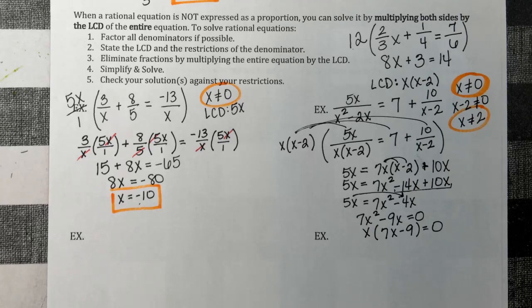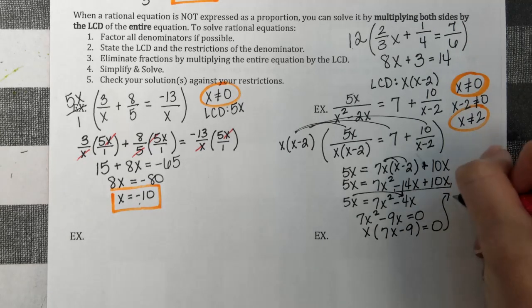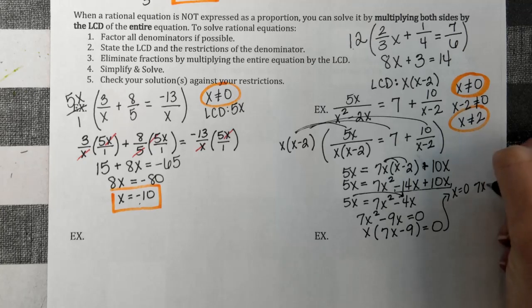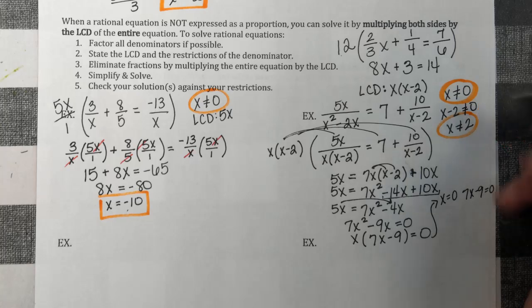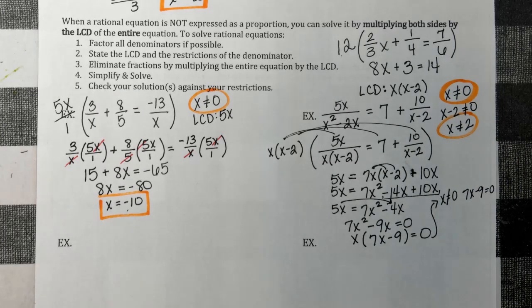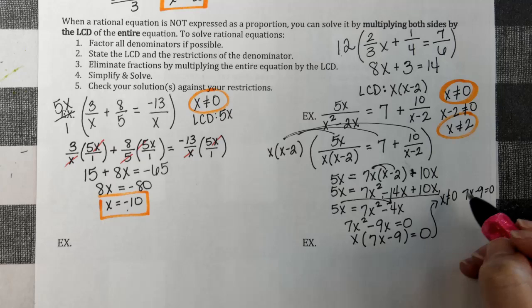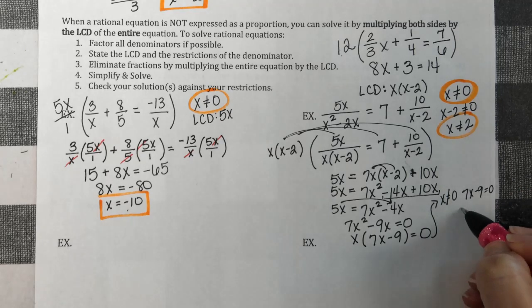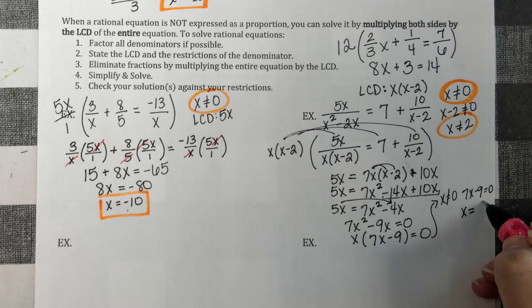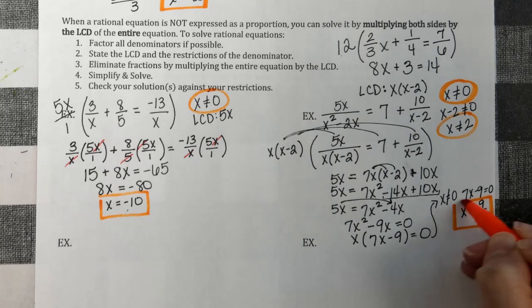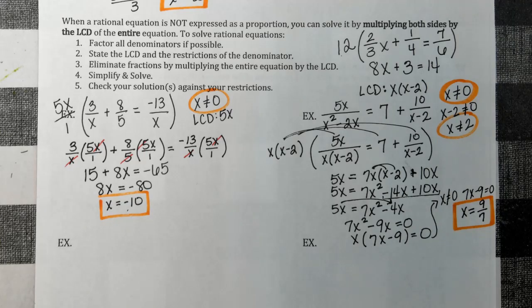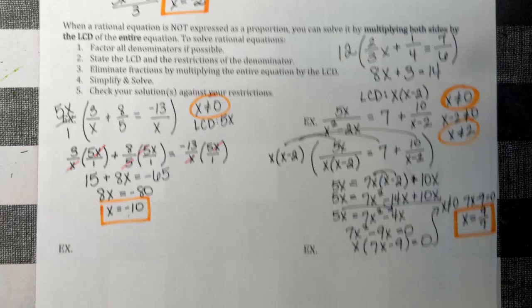Okay? So when I set x equal to 0 and 7x minus 9 equal to 0, that x equals 0 is one of my restrictions. So I mark through it. I can't use that if it's a restriction. Then this 7x minus 9 equals 0 is going to end up giving me x equals what? 9 over 7. I'm good with that one. It is not a restriction. Okay? We understand that? All right, we get to move on.